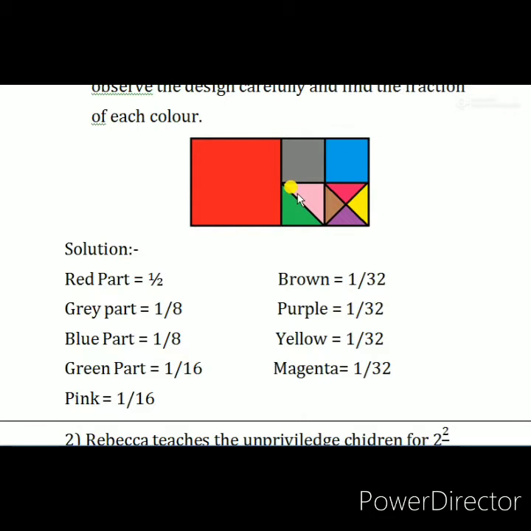Next color is the blue part. That is also like the gray color. 4 parts on the right side, and if we divide this red color also, there will be 4 parts. So how many parts in total? 8 parts. So blue color is also 1 upon 8 out of these 8 parts.